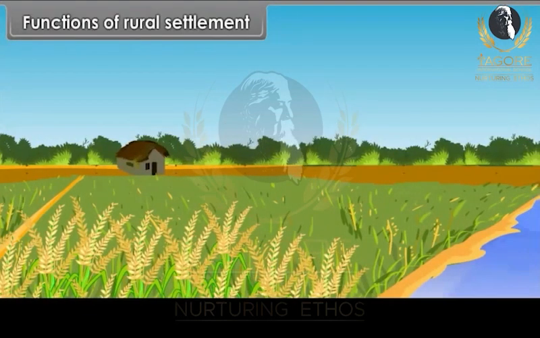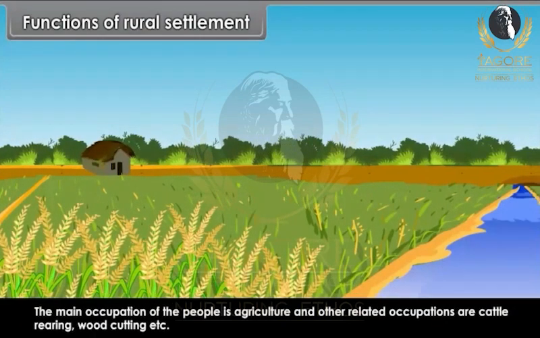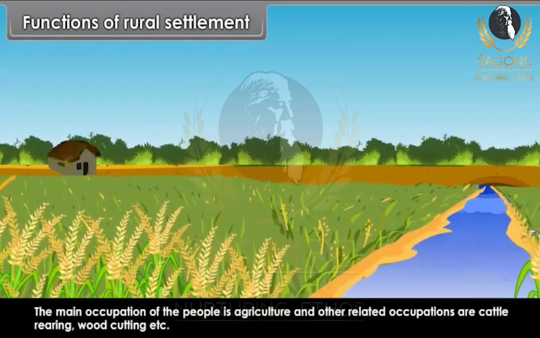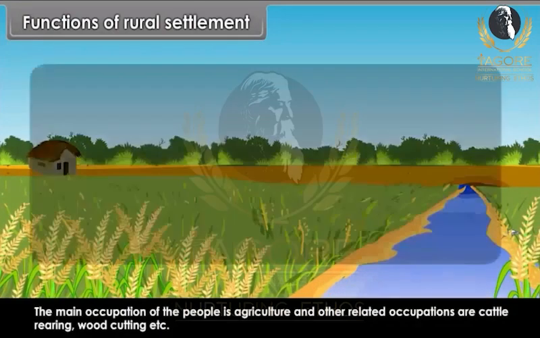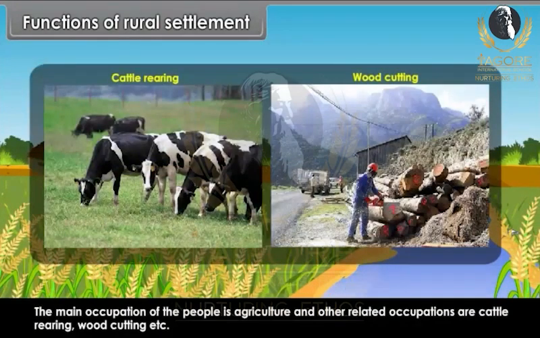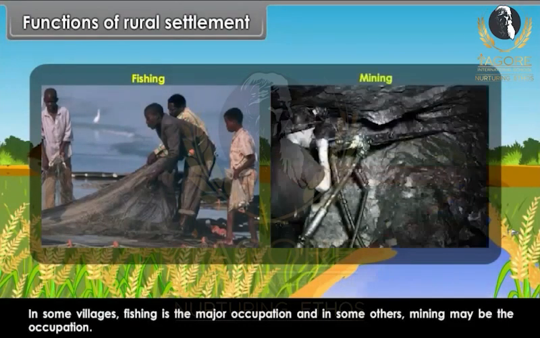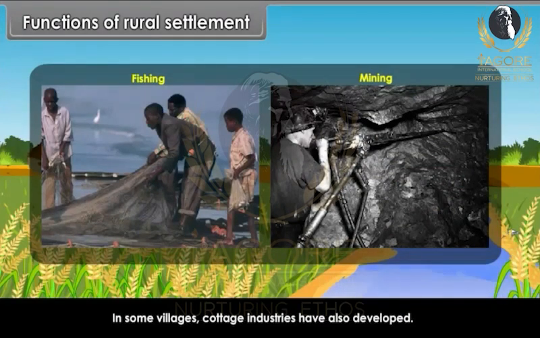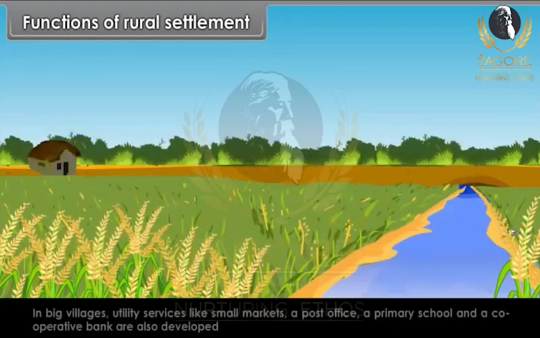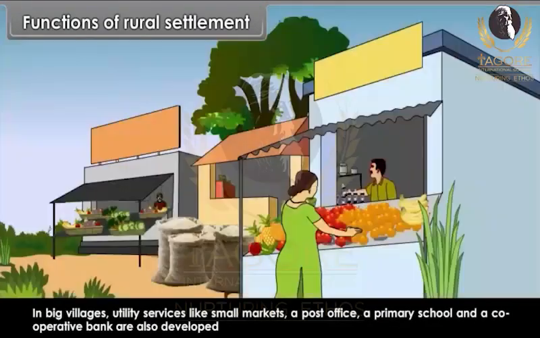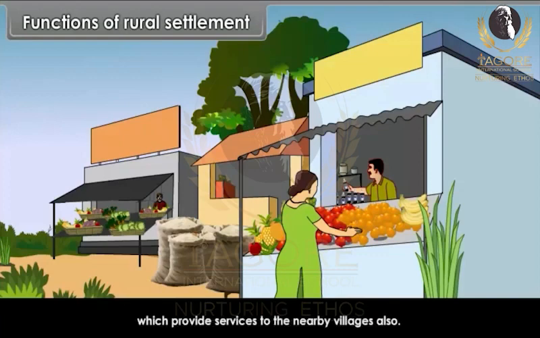Functions of rural settlement. The main occupation of the people is agriculture, and other related occupations are cattle rearing, wood cutting, etc. In some villages, fishing is the major occupation, and in some others, mining may be the occupation. In some villages, cottage industries have also developed. In big villages, utility services like small markets, a post office, a primary school and a cooperative bank are also developed, which provide services to the nearby villages also.